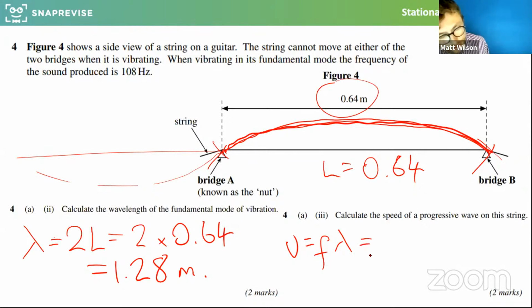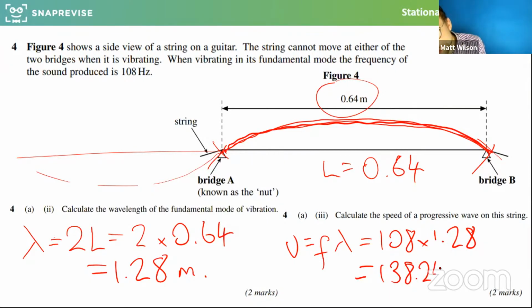Good. So here we have a frequency of 108 multiplied by a wavelength of 1.28. We can chuck that into a calculator and we'll get 138.24 meters per second. Good. And you probably want to round that in the exam. But for time's sake, let's go to the last question.